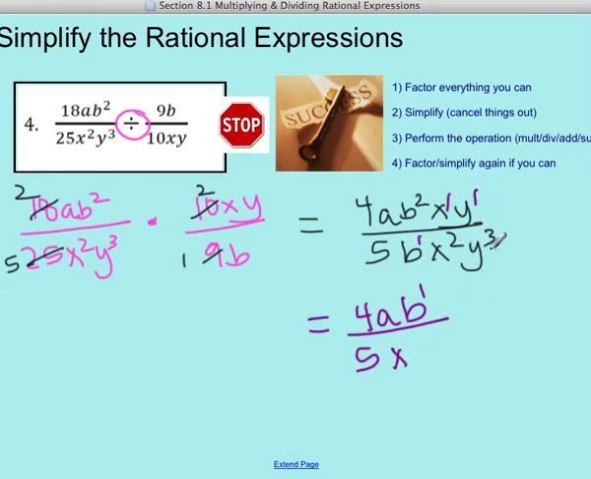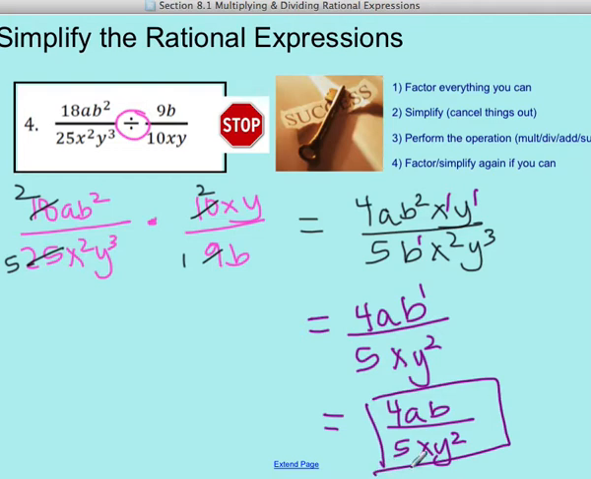Then I have my y to the first, y to the third. Bring your smaller to your larger, so it'll be in the denominator. And then it's 3 minus 1, which is 2. I'm just going to rewrite this because we won't write b to the first. We just write 4ab over 5xy squared. There is my answer for example 4.